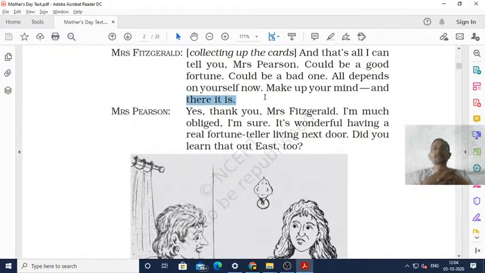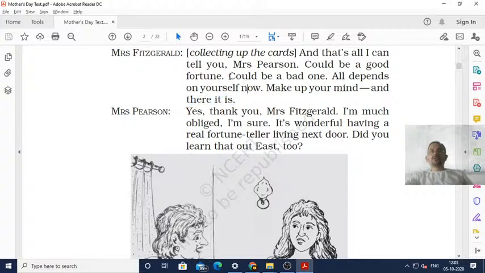This is exactly what has made Mrs. Pearson a bit worried, and she has come to show her palm to Mrs. Fitzgerald, so that she is able to predict something about her future. And Mrs. Fitzgerald, being an expert, or being knowledgeable about this particular astrology, is helping Mrs. Pearson out.